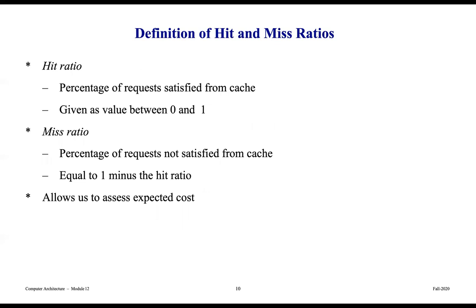So let's have a few more definitions. Let's talk about hit ratio and miss ratio. A hit ratio is the percentage of requests satisfied from cache. It's given a value between 0 and 1. Miss ratio is the percentage of requests not satisfied from cache, and it's equal to 1 minus the hit ratio. So the hit ratio plus the miss ratio equals 1. This allows us to assess expected cost.